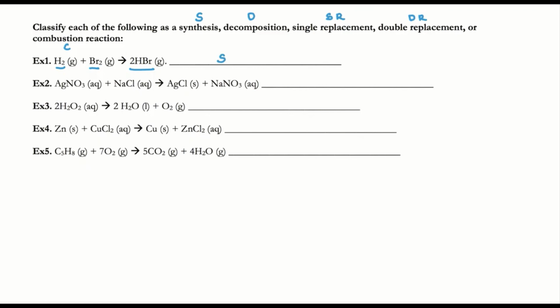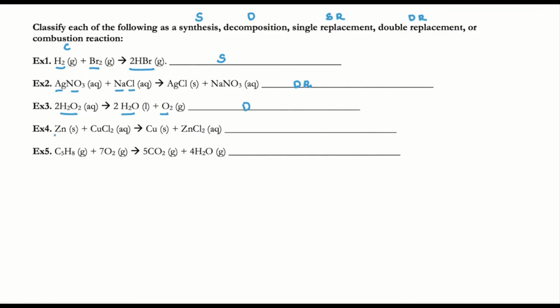Okay. For the next one, notice silver nitrate and sodium chloride react to form, well, notice silver now becomes a new compound with chlorine, and sodium becomes a new compound with nitrate. So I have a do-si-do of partners. So this is going to be a double replacement reaction. For example 3, notice I've got 1 molecule and it is breaking up into 2 individual parts. So as soon as you have 1 molecule breaking up into 2, that's going to be a decomposition reaction.